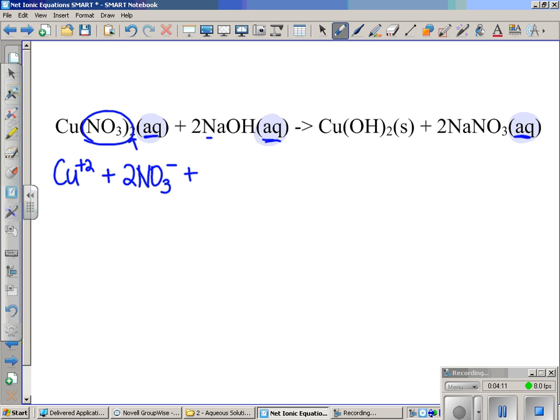So it's going to be plus. Now, this is a sodium hydroxide. In sodium hydroxide, we have one sodium and one hydroxide. However, there are two of them in the balanced equation. In your molecular equation, you always want to balance and then carry that balancing throughout.